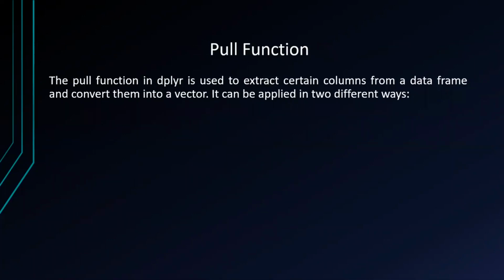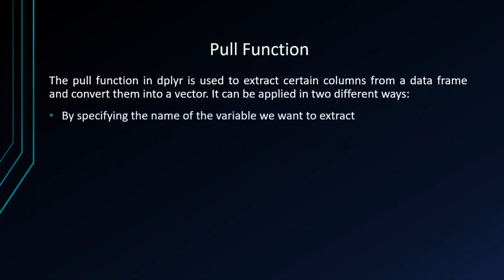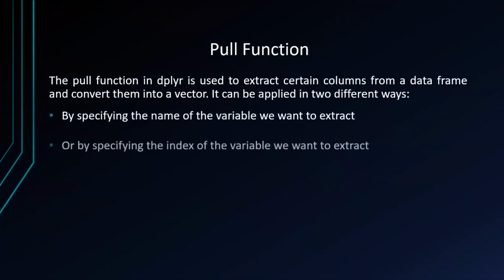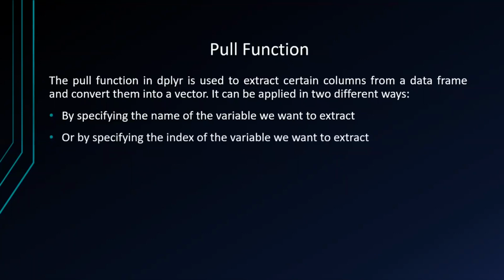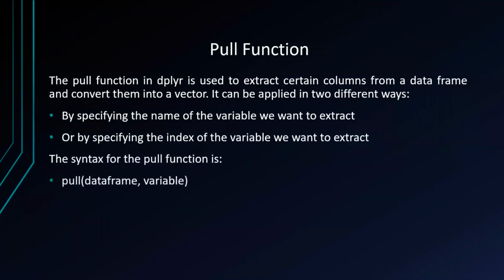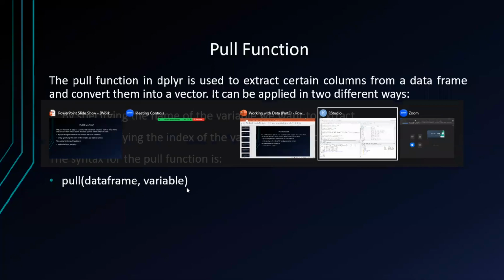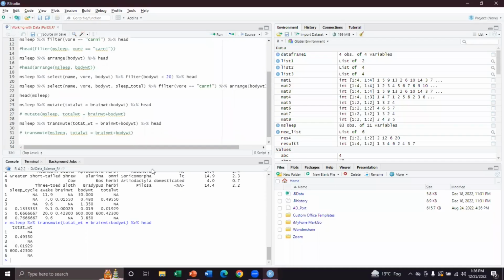Well, next we have the pull function. The pull function in dplyr is used to extract certain columns from a data frame and convert them into a vector. It can be applied in two different ways: by specifying the name of the variable we want to extract, or by specifying the index of the variable we want to extract. The syntax for the pull function is you just write the pull function name, pass the data frame, and then the variable or column name. So let's see how it works.